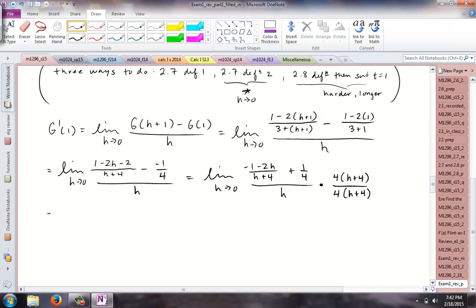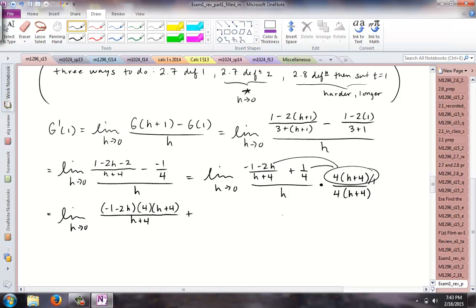The next step can get a little tricky for people because they kind of over distribute. This 4 times h plus 4 is like it's over 1, and so we multiply through using the distributive property on top. It only goes to the top of those fractions. So we have negative 1 minus 2h in parentheses times 4 times parentheses h plus 4 all over h plus 4 just by itself down low. The 4 times the 4 plus h does not also go to the bottom of that fraction, just the top.